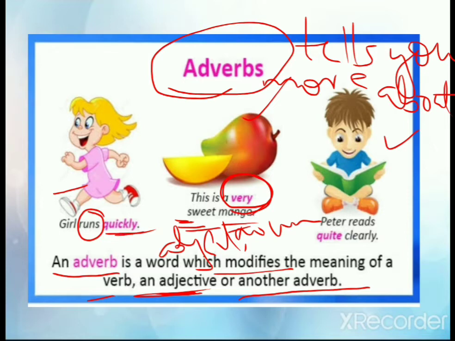Then next, it tells you more about another adverb. Now, if it's quickly, there will be one more thing. So it will be telling you more about another adverb. So Peter reads. Now see, Peter reads. So reading is action, right? Reads clearly. Okay. Peter reads clearly. Now, is it telling you how he reads? How? Clearly. So this is adverb, right? But here you have another word.